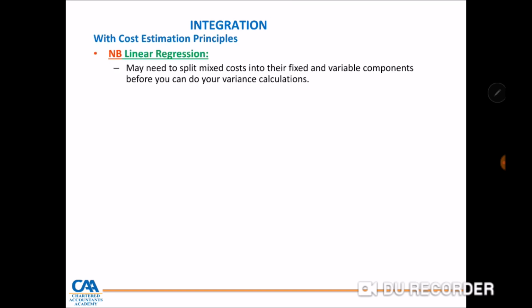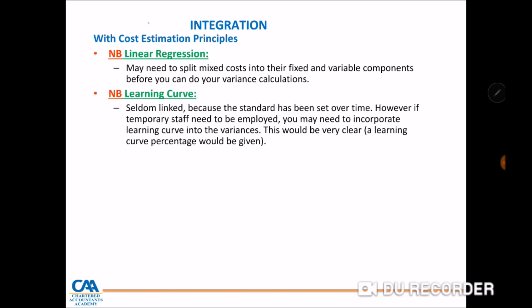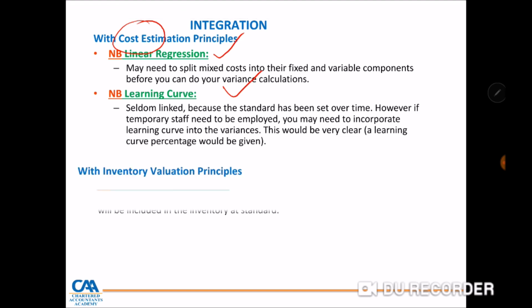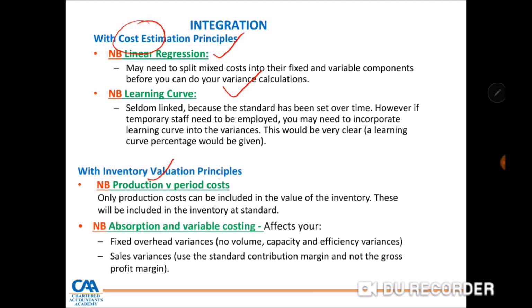Then from an integration again, you find that a charge may need to estimate costs. So you can either use linear programming, issues around learning curves, how much do you incur, etc. Then from an inventory valuation, product versus period cost. So normally only production cost can be included in the value of inventory. So this will be included in the inventory at standard. Very important, standard. Then from an absorption and variable cost, it affects your fixed overhead variances as well as your sales variances, depending on what costing method you are using.